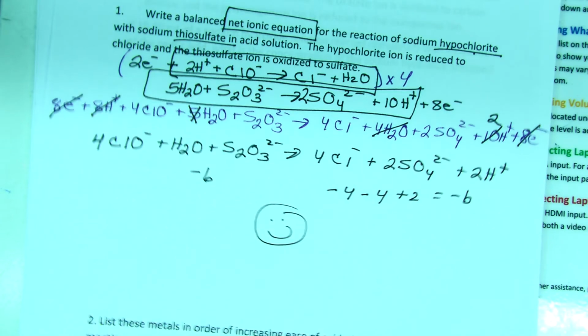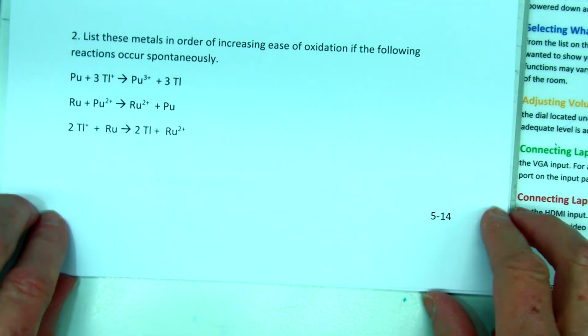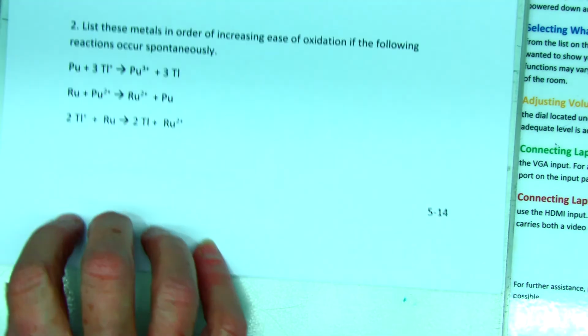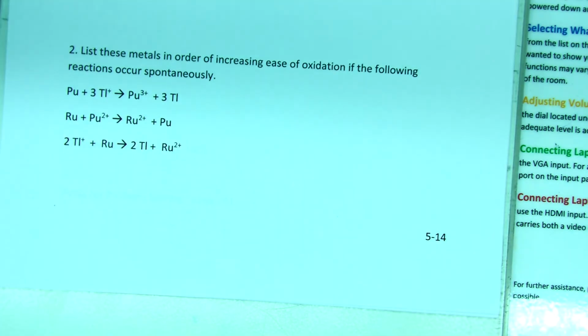Let's look at the next one on this page. List these metals in order of increasing ease of oxidation if the following reactions occur spontaneously. We didn't talk about that. We didn't talk about ease of oxidation. We didn't talk about spontaneous. Yeah, we did. I don't think I used the word spontaneous. What does spontaneous mean?